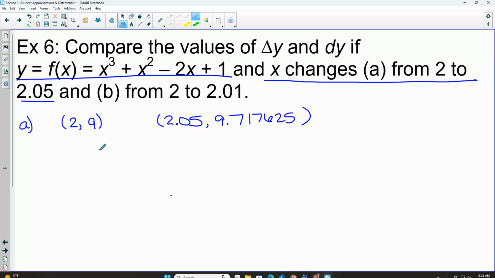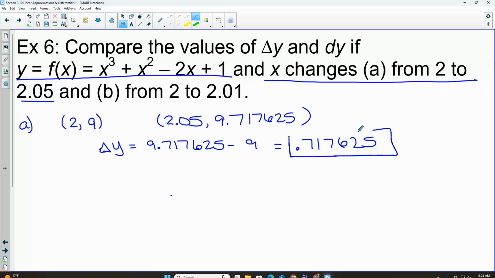So the actual change in y, the amount y changed on the curve, you just subtract those. You do your ending point minus your beginning point. It started at 2, it ended at 2.05. So I start with the 2.05 y value, subtract the y value when the x was 2, and I get my change in y to be 0.717625.